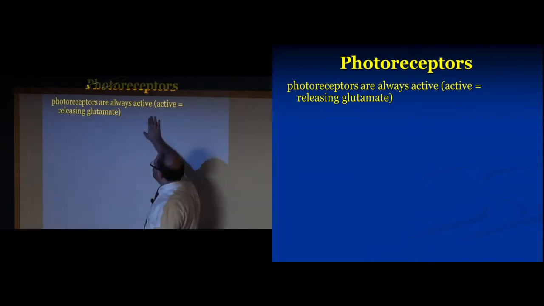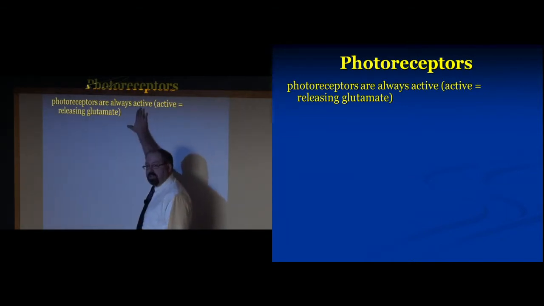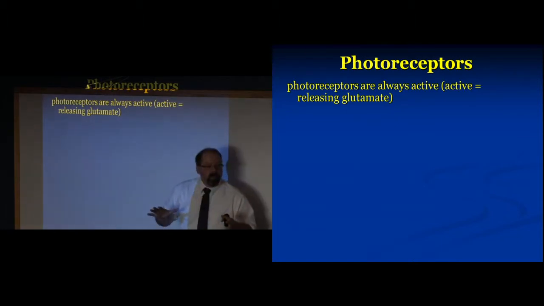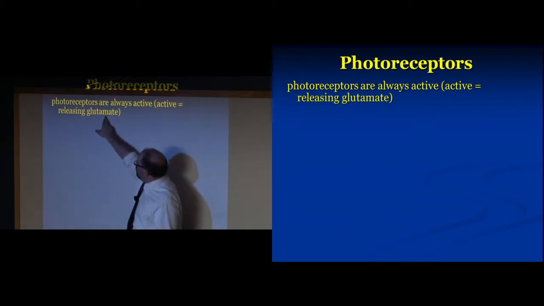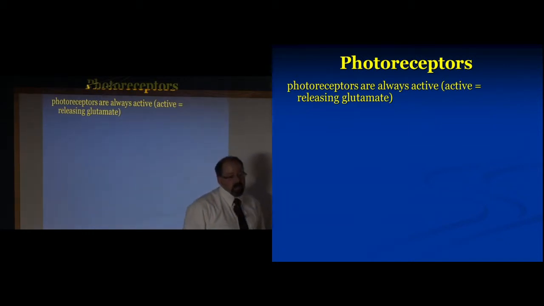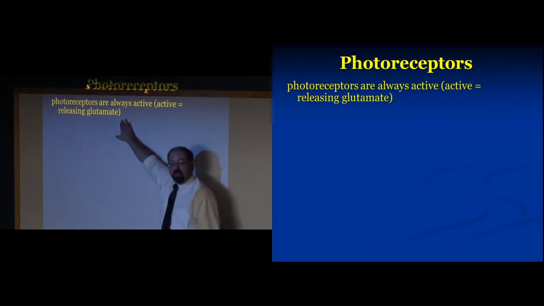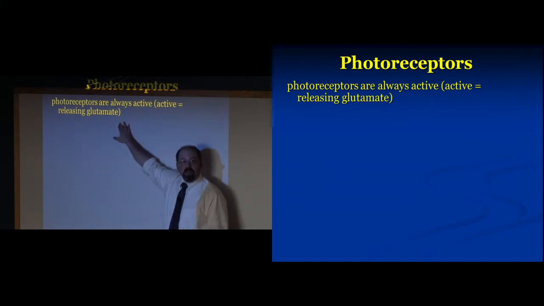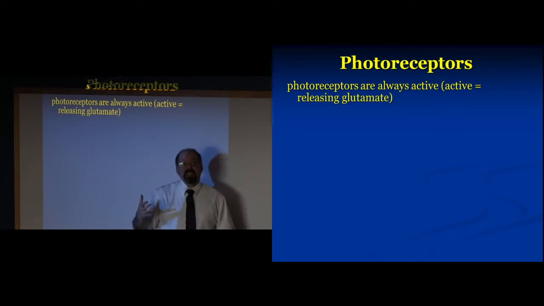So the photoreceptors are always depolarized. Okay, so they're always active. They're always releasing neurotransmitter. It turns out the neurotransmitter released by the photoreceptors is glutamate. Okay, so I want you to remember glutamate's always being released. Now normally we think of glutamate as being excitatory. It stimulates cells. Here that's not the case actually.